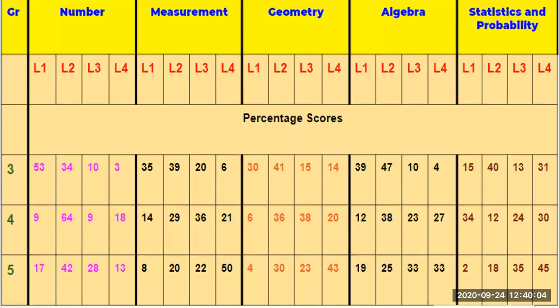Now, what would we want to see? What does good data look like then? Let me give you an example again. Look at measurement at grade 5. There are 50% of the responses at level 4. Now, even though we want more than this, this is not bad, especially because we see the smallest percentage at level 1 for grade 5 measurement being 8 there.